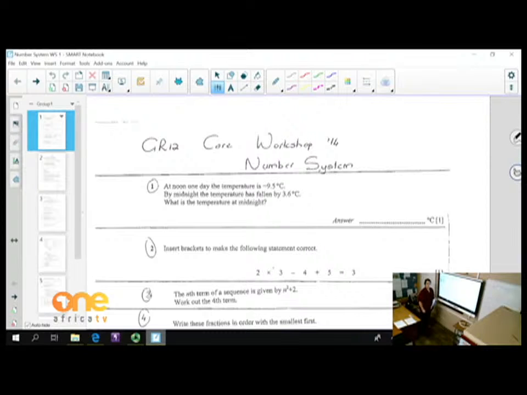Morning, grade 12s. This is a part of the workshop on number system. So we have quite a few questions here on different levels.